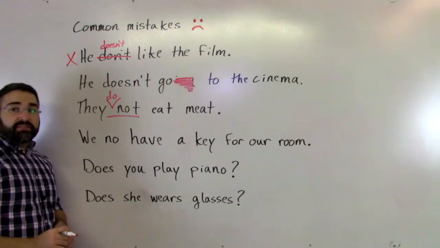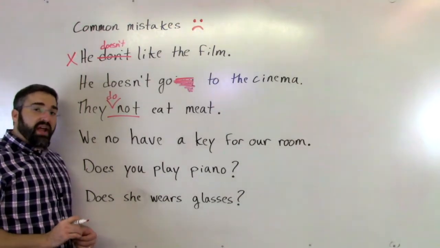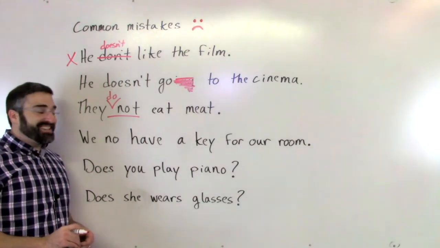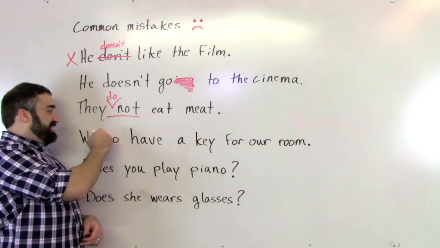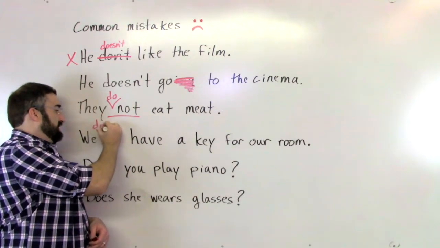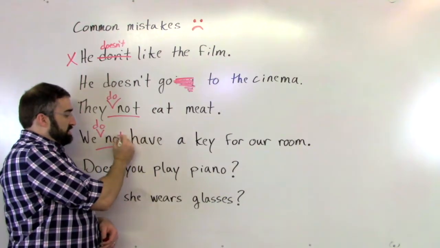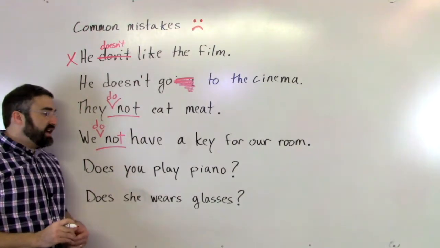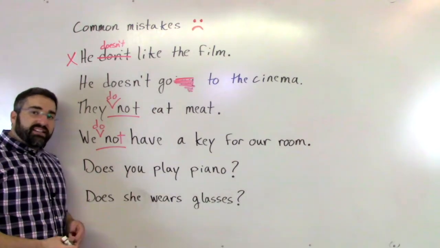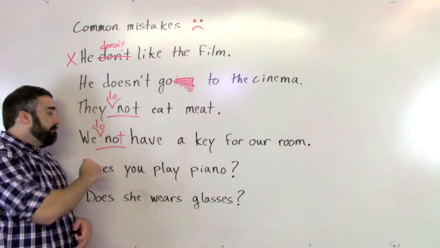The next one that I have here: "We know have a key for our room." Why don't you have an auxiliary for your sentence? So again, same thing that we have here. We want to put "do" and here "not," "do not," okay? "No" is how I respond, right? "Not" is an adverb that I add to my auxiliary, okay?